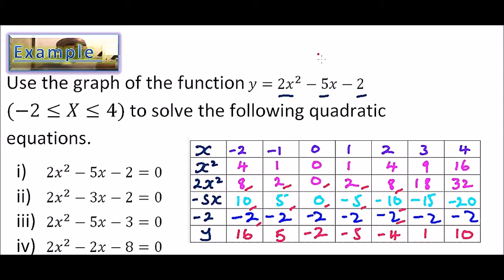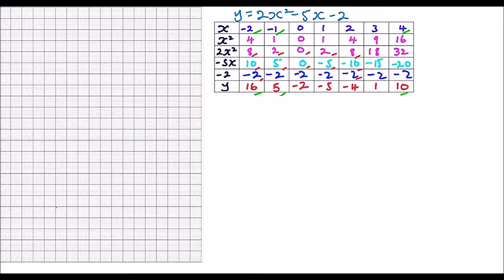Now with the values of our x, when x is minus 2, y is 16, when x is minus 1, y is 5, up to when x is 4, y is 10. We will be able to use these values to draw the graph of this function. So let's go ahead and do that.